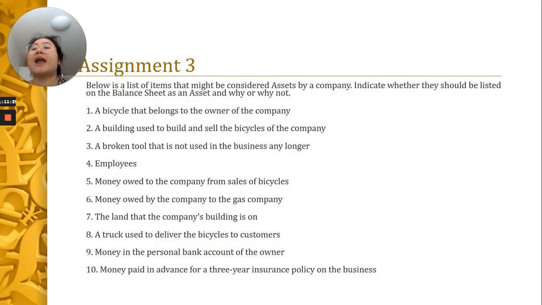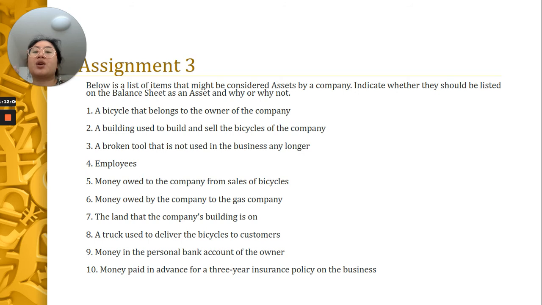So this one is the assignment tray. Below is the list of items that might be considered as assets by the company. Indicate whether they should be listed on the balance sheet as an asset or not. Okay, the question is to state whether each given item should be listed on the balance sheet as an asset. Why or why not? Okay, they have 10 questions.